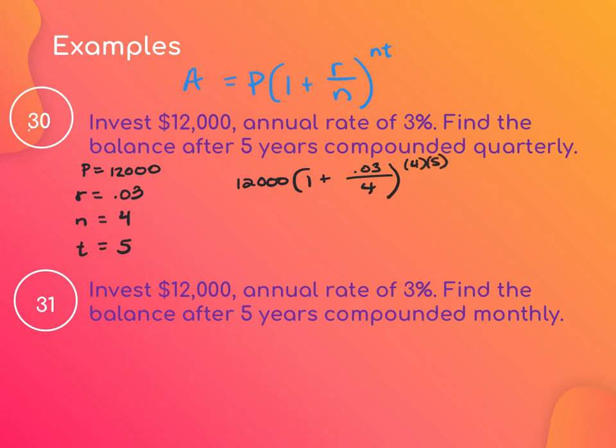Now when you type this in your calculator, and this is why it's important to practice on whichever calculator you plan to use because they are different. If I type this in my regular graphing utility, I would do 12,000, open my parentheses, 1 plus, open parentheses, because I have to group together the 0.03 divided by 4, close my parentheses again, and then raise it to 4 times 5, or I can just multiply out 4 times 5, because that's 20, and type it in that way.